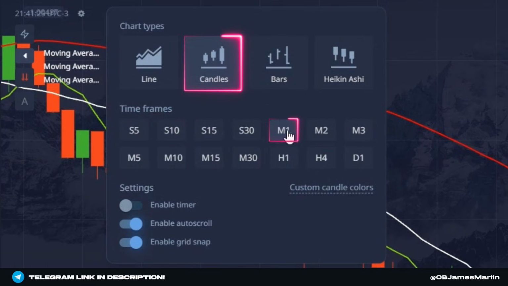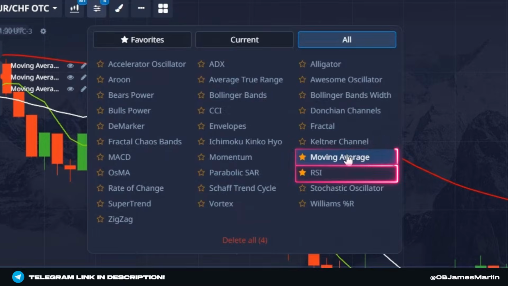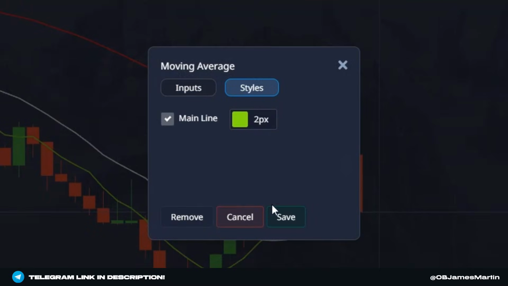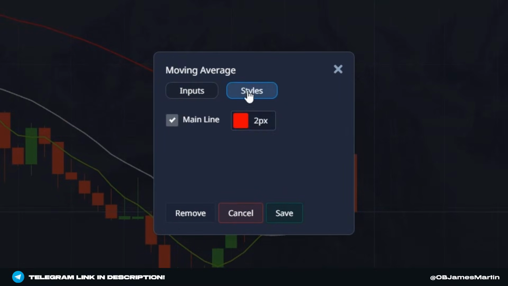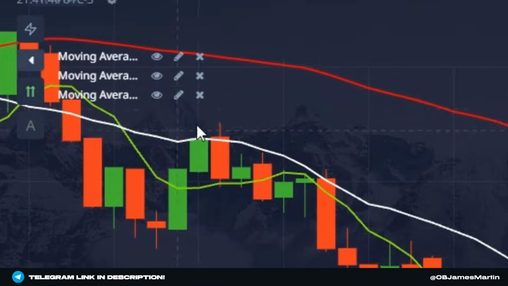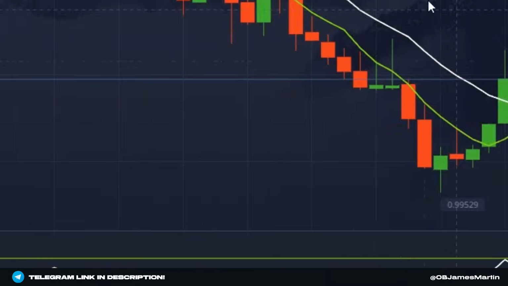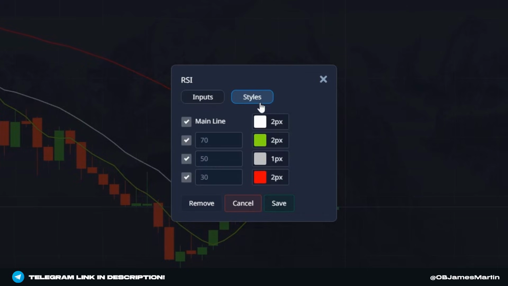So we're going to use classic candles and a 1 minute time frame. We're going to use 3 moving average lines and RSI, okay? For the first one, 6 period, simple moving average, the color is up to you. The second one is 50, and the color is red for this. And the third one is 14 and a white line, okay. Now for the RSI, guys, we're going to use a period of 5, okay, and those are the colors that I want to use.